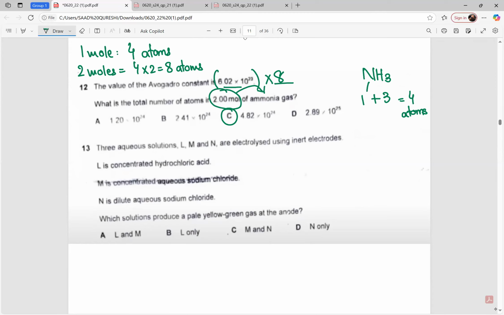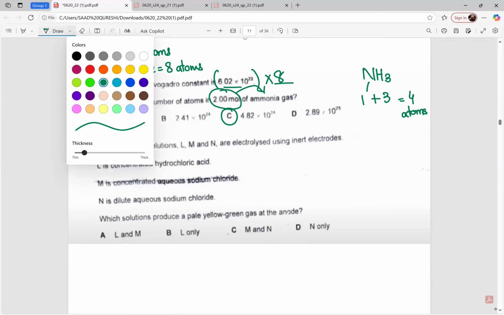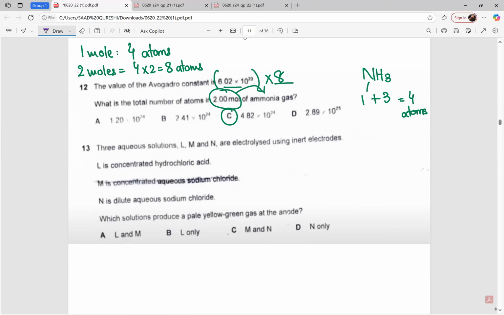Number 13. Three aqueous solutions L, M, N are electrolyzed using inert electrodes. L is concentrated hydrochloric acid, M is concentrated sulfuric acid, and N is dilute sodium chloride. Which solution produces pale yellow-green gas at the anode? Now, the anode is the positive one, and the pale green gas is chlorine. Now, we have to see which of the solutions will give chlorine at the anode.